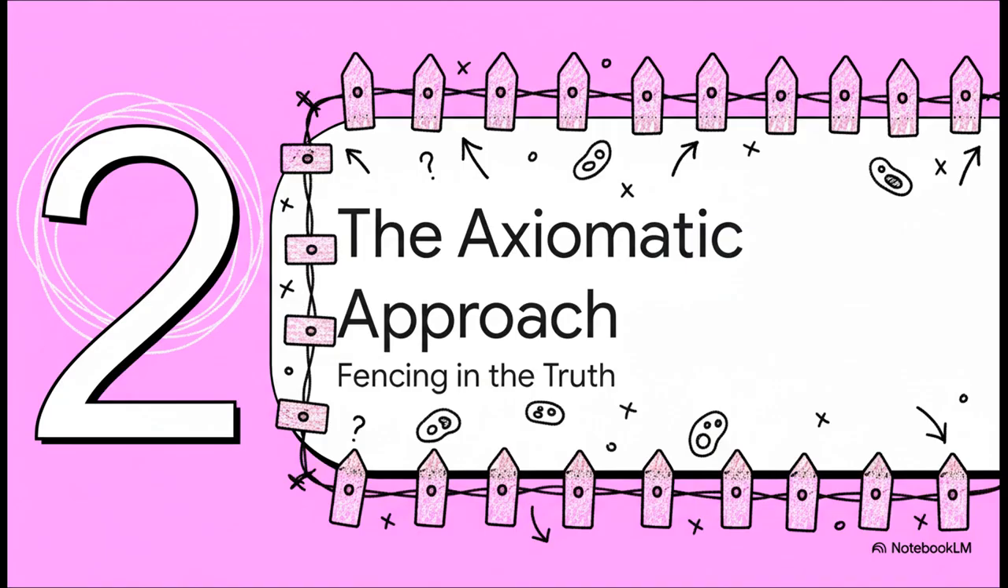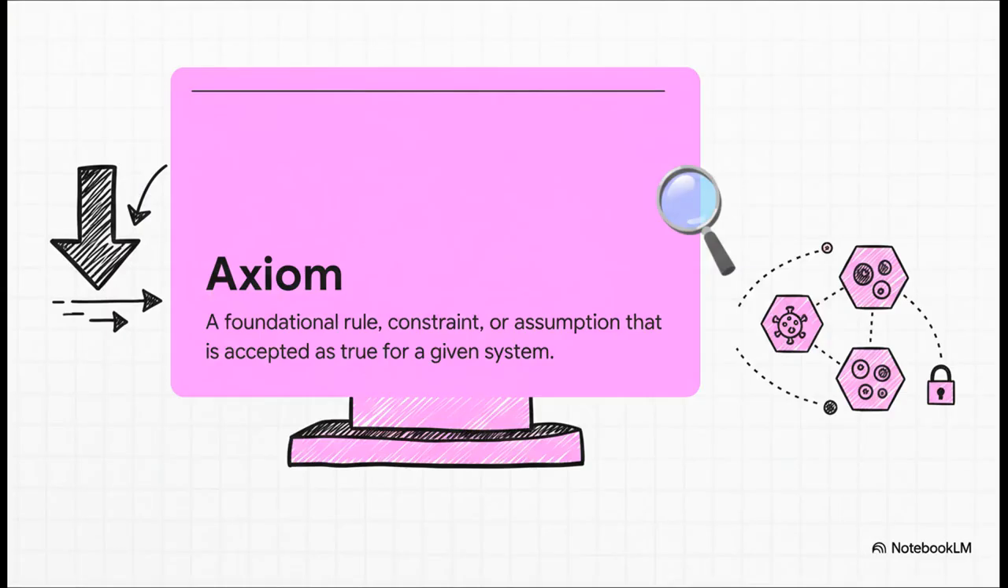Well, they use this really clever strategy called the axiomatic approach. The best way to think about it is you're not trying to find one single X on a treasure map. Instead, you're building a fence around the entire area where the treasure must be. And the whole thing starts with what we call axioms. Now, an axiom is just a fancy word for a ground rule. It's a constraint or an assumption that you just accept as true for whatever you're looking at. For instance, we might not know every single detail of how a virus copies itself, but we know one thing for sure: it has to have a host cell to do it. That rule, that's an axiom.